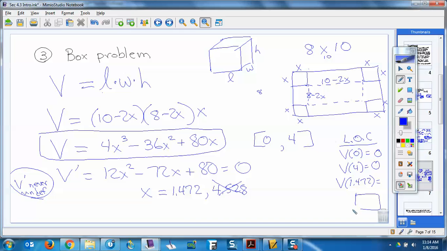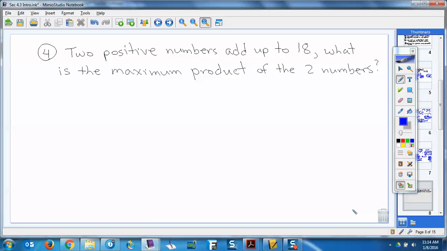So that would be okay to do. I think a lot of people would rather do endpoints, but then you do your list of candidates. So that's totally up to you. All right, last problem, and then I'm going to let you work it.